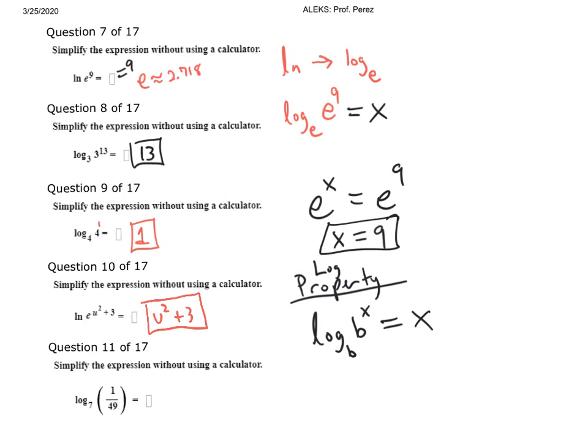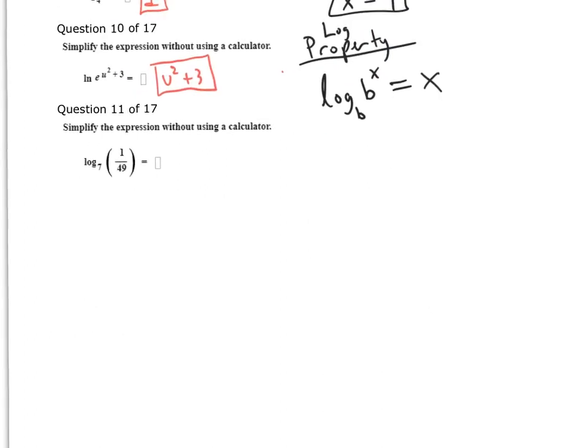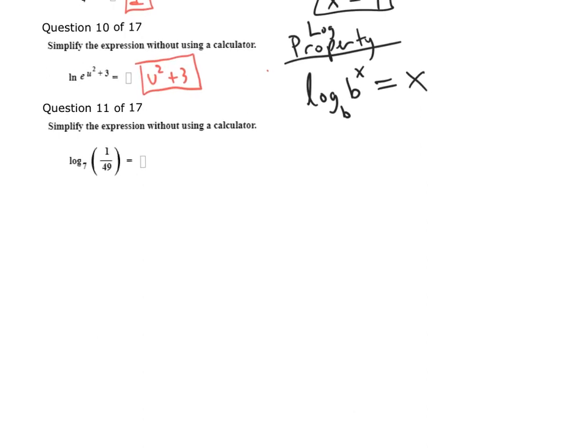And let's look at question 11. For question 11, I'm going to do something creative. I'm going to rewrite 1 over 49. Here's the reason why. Let me walk you through this. This is the base raised to something equals 1 over 49. Whenever you have a fraction here, all that means is we're going to have a negative exponent. And you ask yourself, can you rewrite this 1 over 49 as 7 raised to some power?